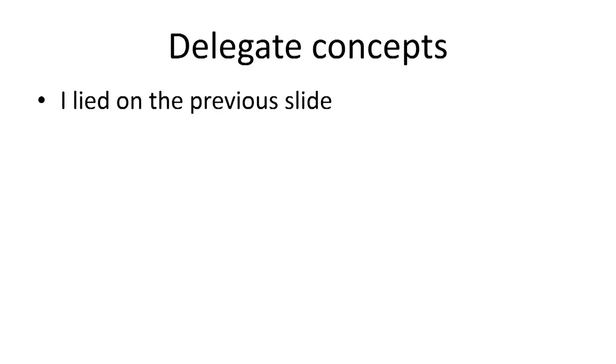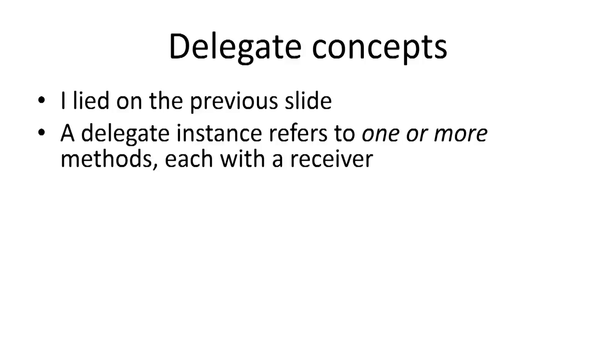Now, I just told you a lie. It was a small lie. A delegate instance can actually refer to one or more methods, each with its own receiver. So when we invoke a delegate, if that delegate is what we call a multicast delegate, if it refers to many methods and receivers, then it will invoke all of them in turn.